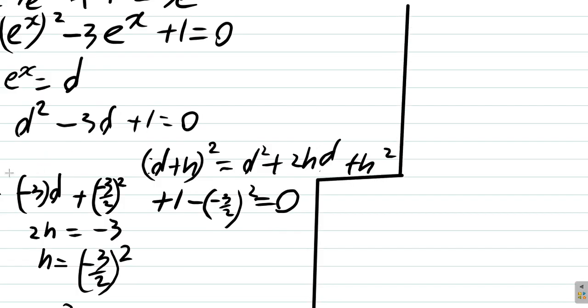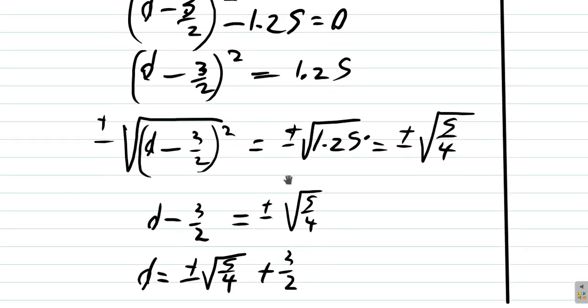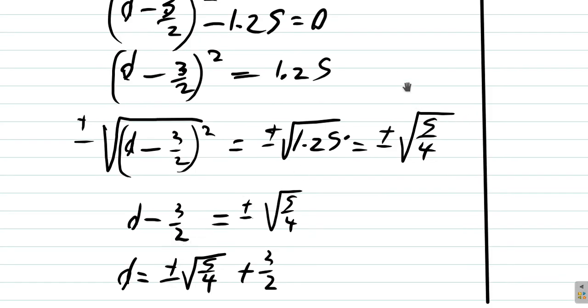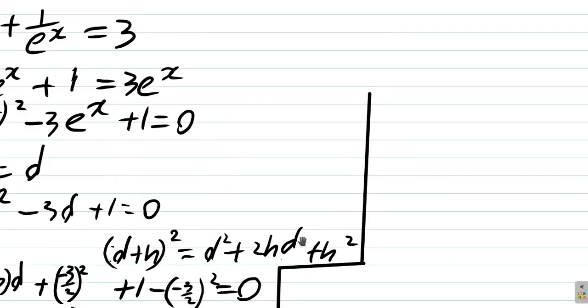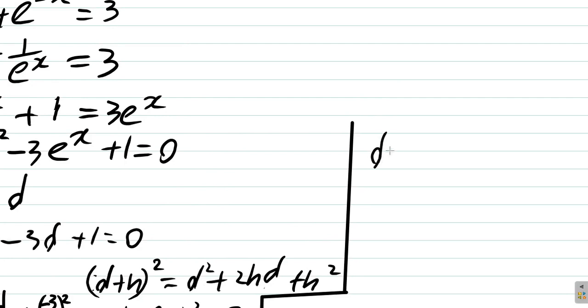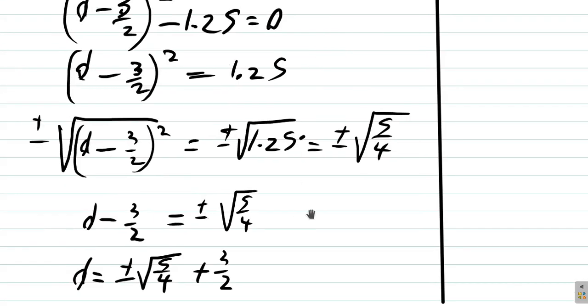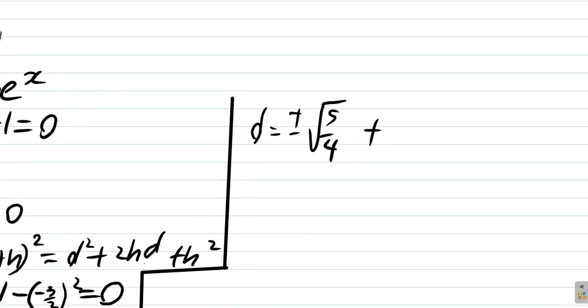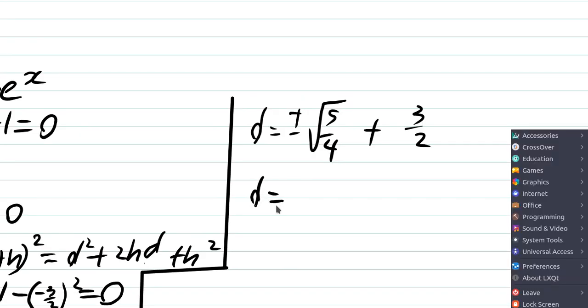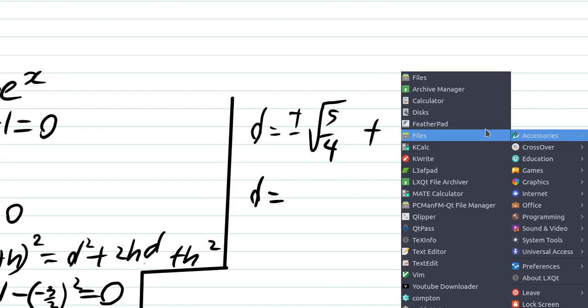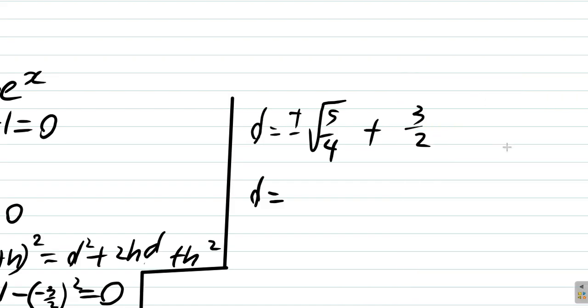But anyway, what do we have? D equal positive and negative square root of 5 over 4. So D equal positive and negative square root of 5 over 4 plus what again? 3 over 2. Plus 3 over 2. Alright, so D is equal to, let's use a calculator and see how this will go.